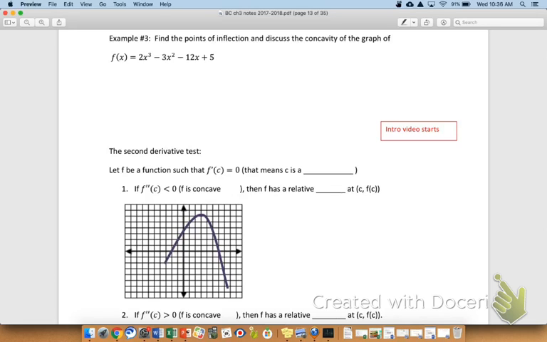Okay, so then right here it says find the points of inflection and discuss the concavity of the graph of f. And you're given a function for f. So you're going to have to do a little bit of work to get down to the nitty-gritty details here. See if you can figure out how to describe what's going on here.